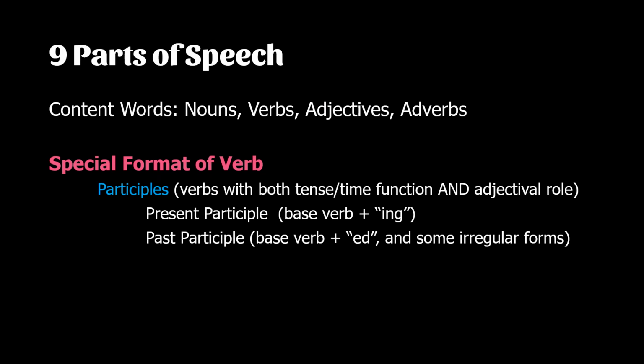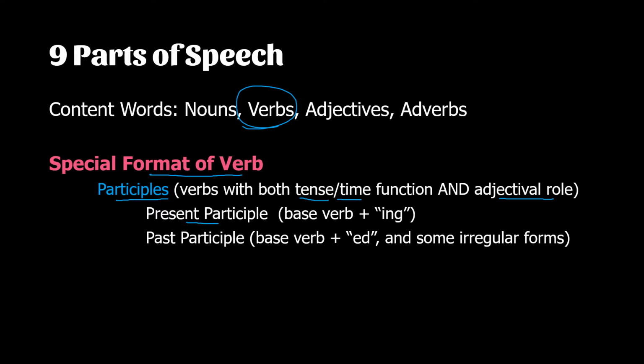So we're going to continue looking at verbs, but now we're going to look at a special format for verbs. This format is called participles. And what a participle does is it shows something about tense or time when we're using it, or sometimes it can have an adjectival role, which means it behaves like an adjective. So there are two kinds of participles.